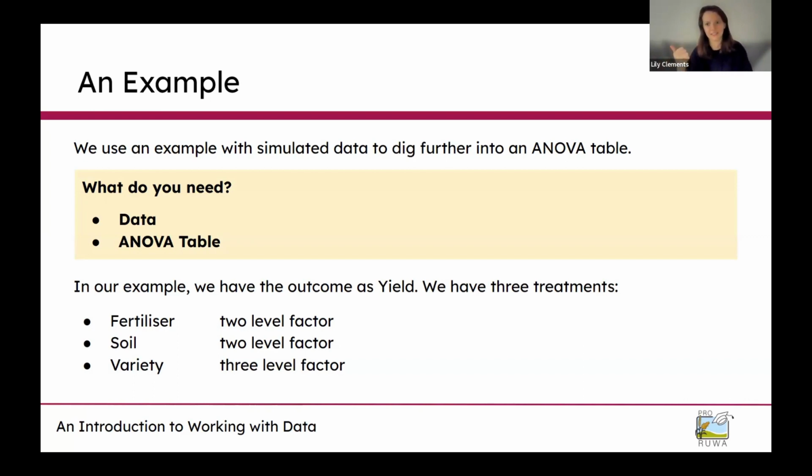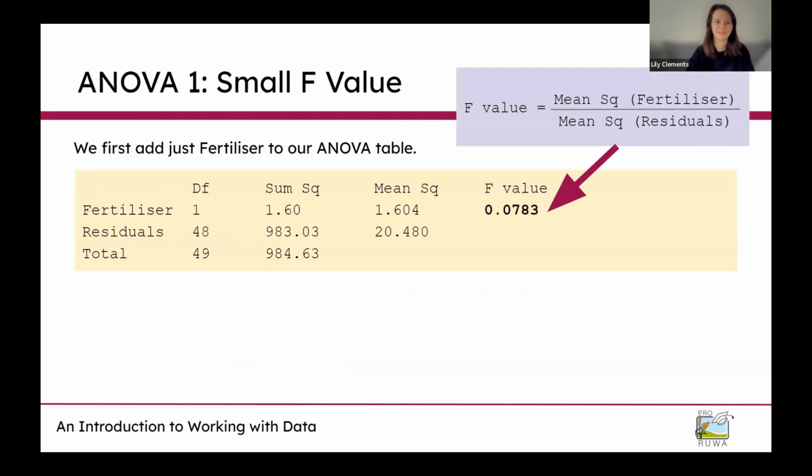We've got fertilizer, which is a 2-level factor. We've got soil, which is a 2-level factor. And we have variety, which is a 3-level factor. So we're going to look firstly at what a small F value means.